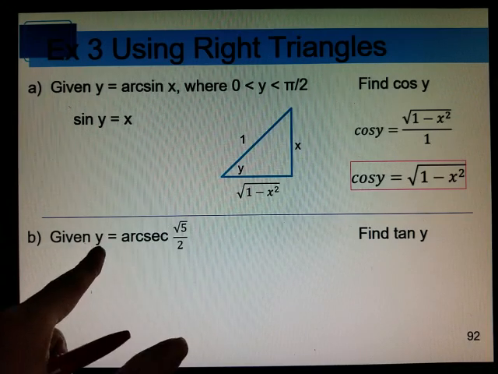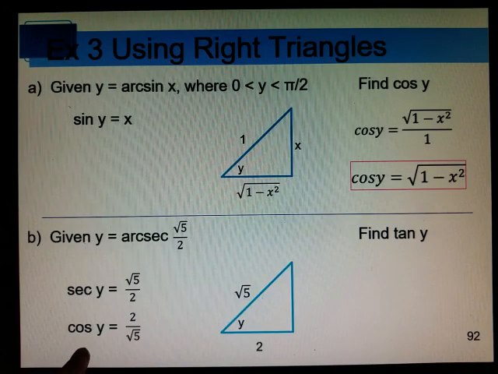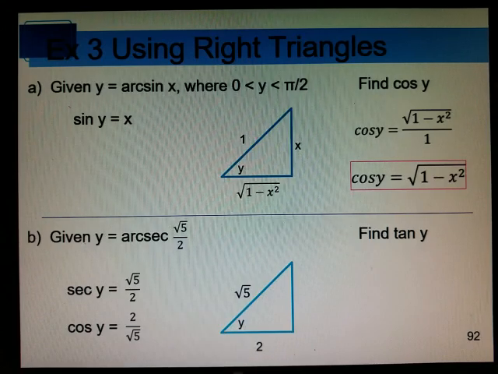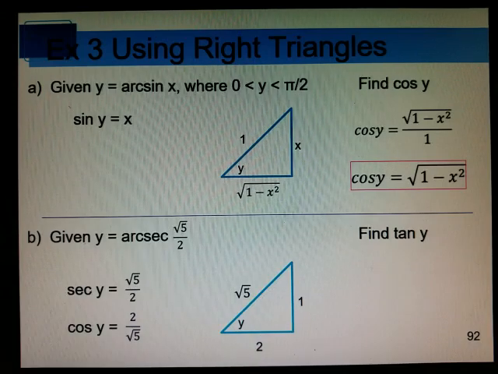So the cosine is adjacent over hypotenuse. This says the secant of y equals radical 5 over 2. The secant is the reciprocal of the cosine. So the cosine of some angle is adjacent over hypotenuse, 2 over radical 5. Pythagorean theorem, I get 1 for the opposite side. Now I want the tangent of this angle. The tangent would be 1 over 2.